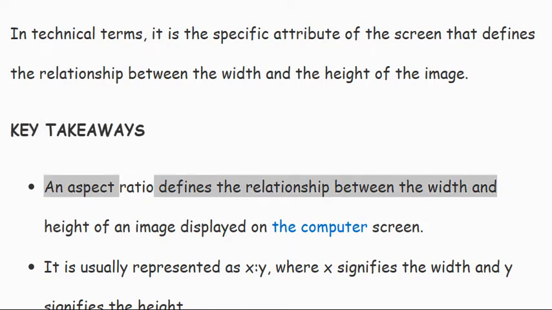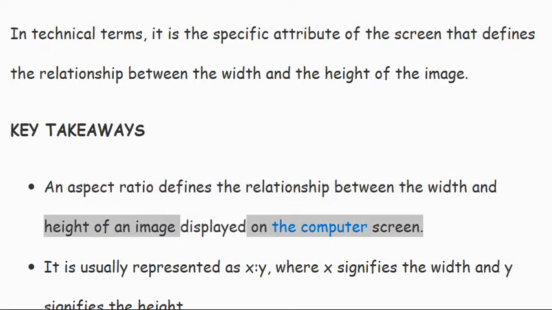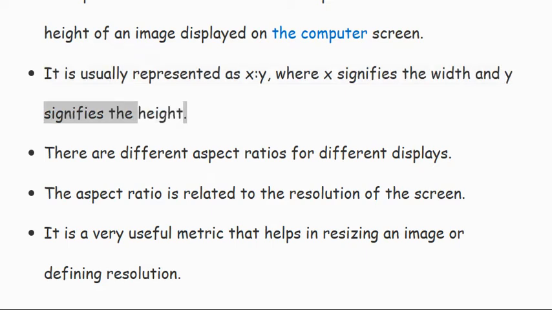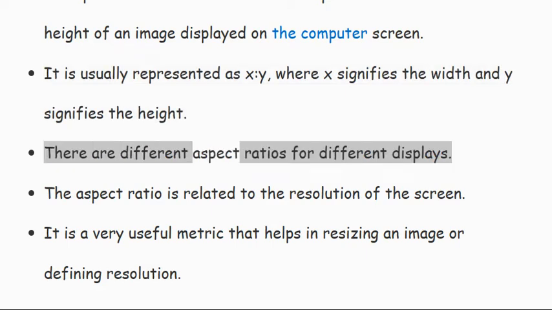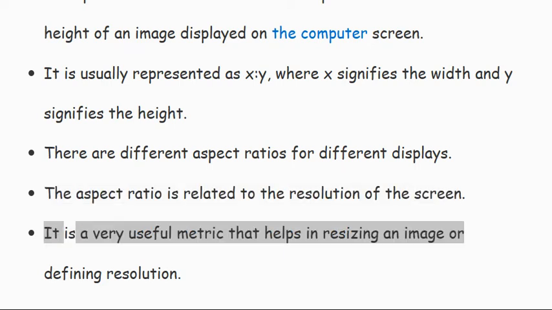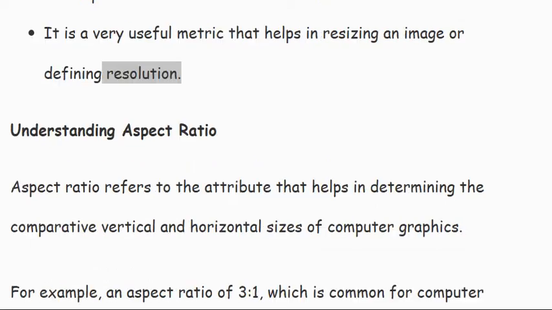An aspect ratio defines the relationship between the width and height of an image displayed on the computer screen. It is usually represented as x:y, where x signifies the width and y signifies the height. There are different aspect ratios for different displays. The aspect ratio is related to the resolution of the screen. It is a very useful metric that helps in resizing an image or defining resolution.